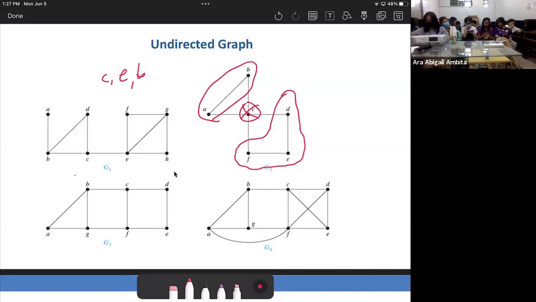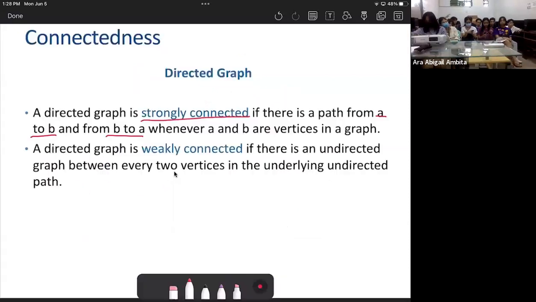And whenever A and B are vertices in a graph, if there is an undirected na graph between every two vertices in the underlying path, masasabi natin na ano siya, from B to A. Okay?